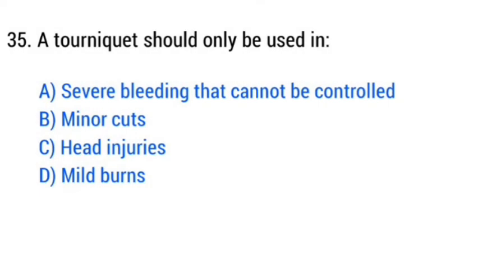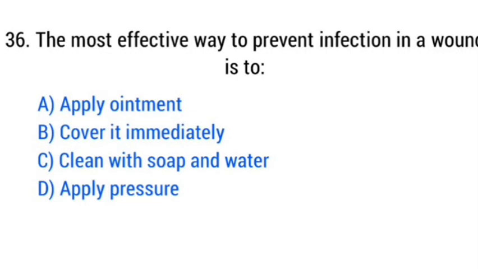A tourniquet should only be used in: severe bleeding that cannot be controlled, minor cuts, head injury, mild burn. A. Severe bleeding that cannot be controlled. The most effective way to prevent infection in a wound is to: apply ointment, cover it immediately, clean with soap and water, apply pressure.